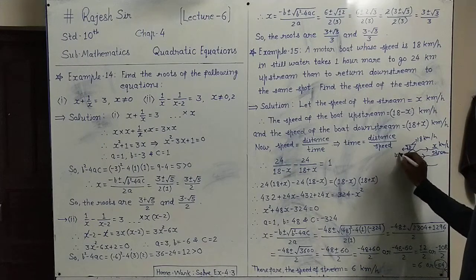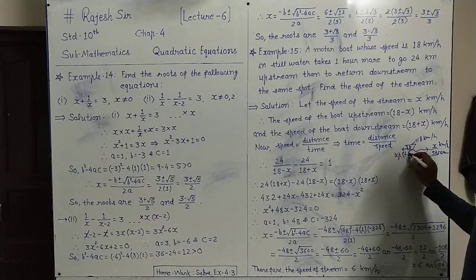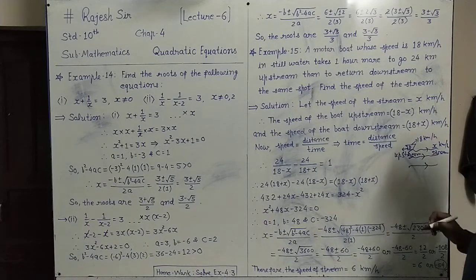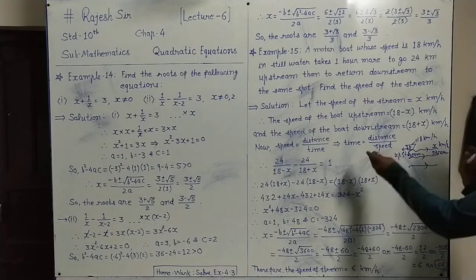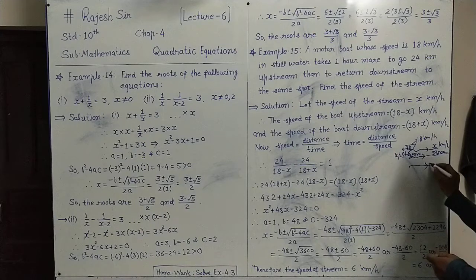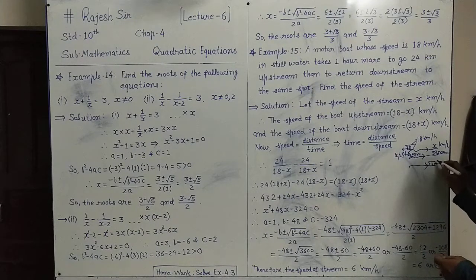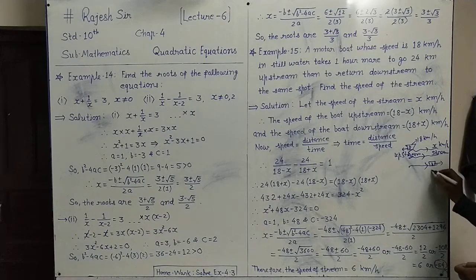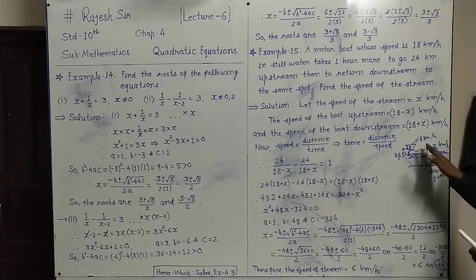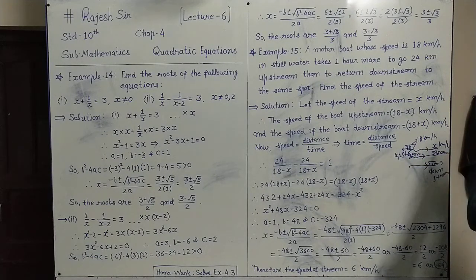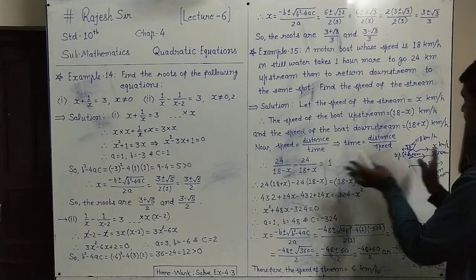It is called upstream when the boat travels in the opposite direction of the stream, right? And when the boat goes in the same direction, then it is called downstream. So as you can understand here, the stream's direction is on the right side and the boat is going on the left side, which is called upstream.